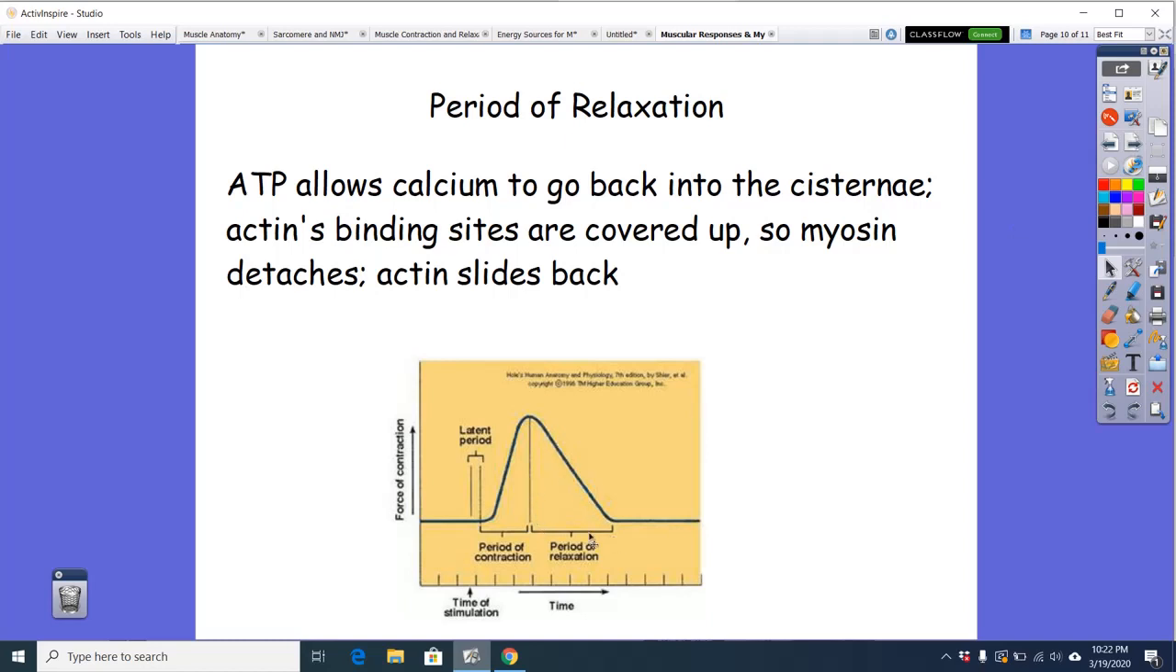Notice that that period of relaxation is longer than the period of contraction. It takes a little bit longer to relax the muscle, and that is normally due to the fact that it takes a while to get that calcium back into the terminal cisternae. For example, in your textbook, it says that the period of contraction is 10 to 100 milliseconds. So therefore, the period of relaxation would be a little bit longer. Let me see if it says anything else. Okay, no. All right, let me keep going.